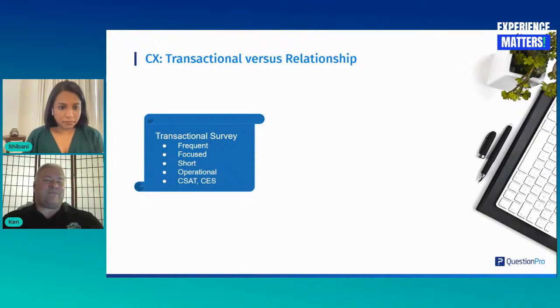So I always talk about CSAT and customer effort score as the key KPIs when we're talking about a transactional survey. It's not to say you have to exclude NPS, but really focus on the operational aspect. It's about making something in the life of your customer a little bit easier.